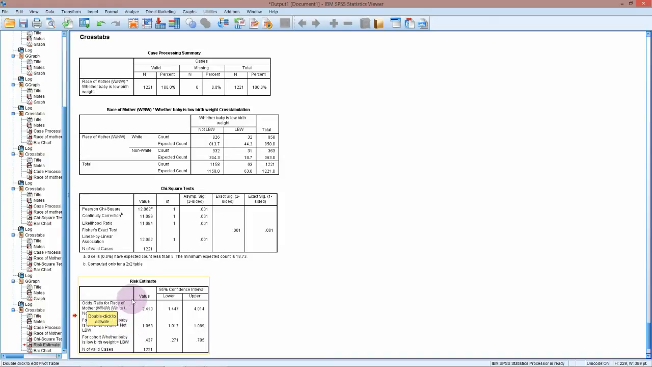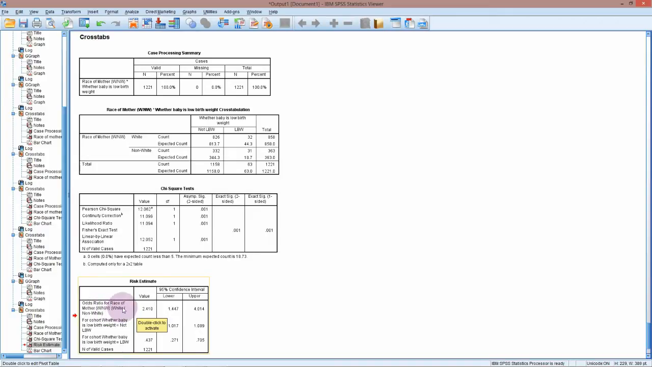If you want this written out with more words, it might be worthwhile to take your counts from your cross tabulations and stick them into OpenEPI and get OpenEPI to do it for you, and then it will give you all the output with a lot more words in it. But you can see that where we've done the risk of non-white to white, the odds ratio shows that you've got a much greater chance of having a low birth weight baby if you're non-white.